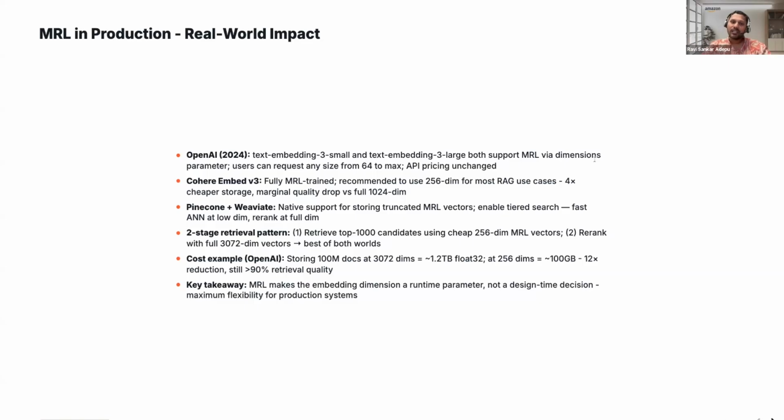The killer pattern this unlocks is a two-stage ritual. First, you shortlist: search your millions of documents using these cheap 256-dimensional vectors to grab the top 1000 candidates. Then you re-rank just those 1000 using the 3072-dimensional vectors for precision. And the beautiful part is you don't store two separate sets of embeddings. The shorter vector is literally the first chunk of the long one. Best of both worlds, fast and also accurate.